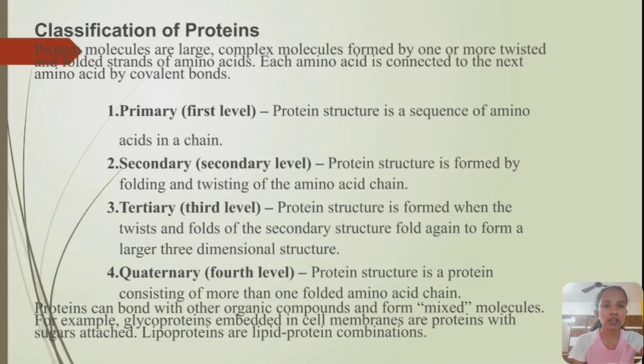Tertiary, that is third level: protein structure is formed when the twists and folds of the secondary structure fold again to form a larger three-dimensional structure. Quaternary, that is fourth level: protein structure where a protein consists of more than one folded amino acid chain.